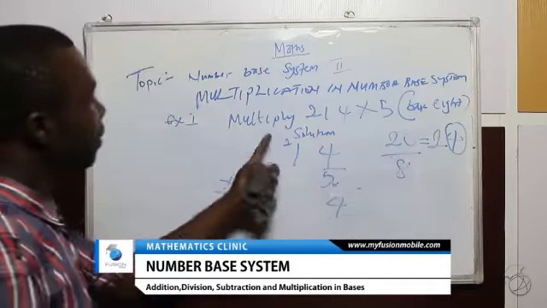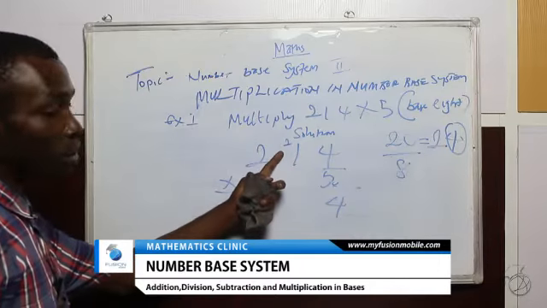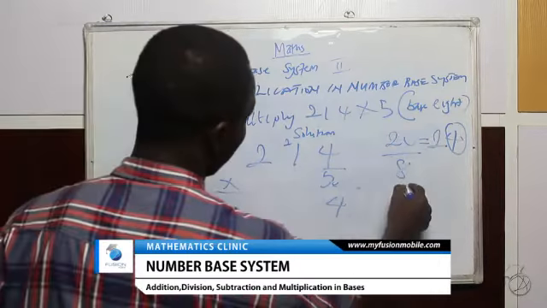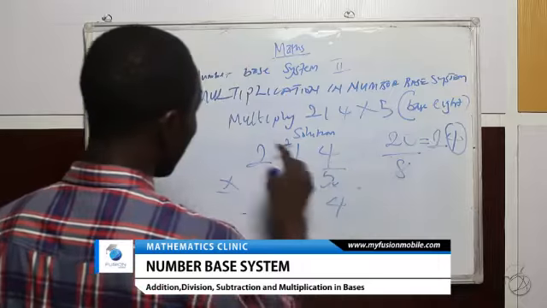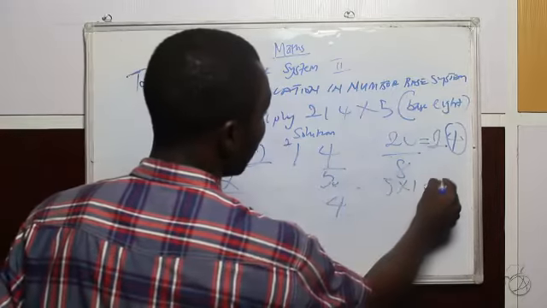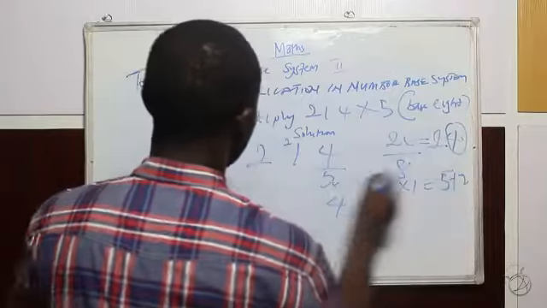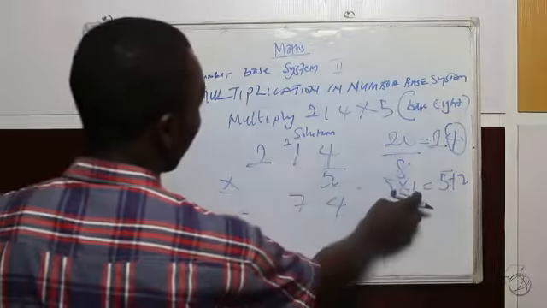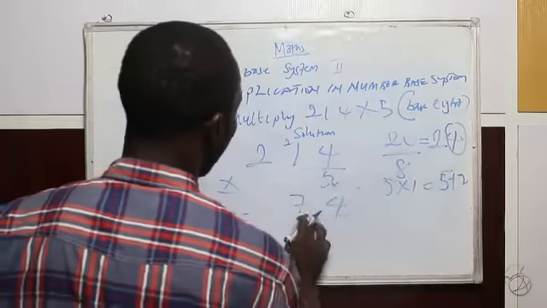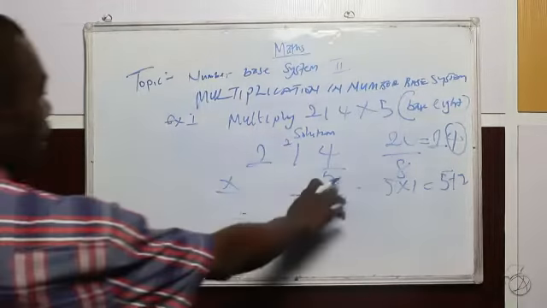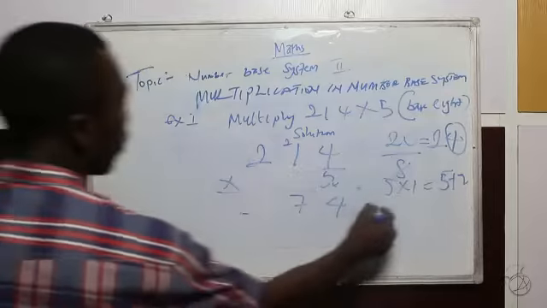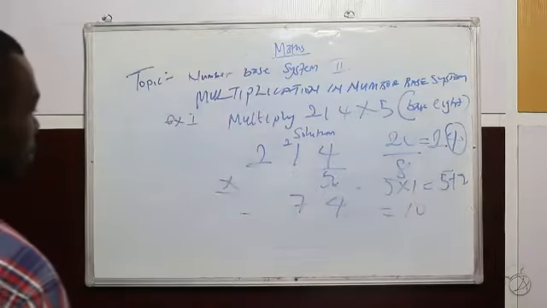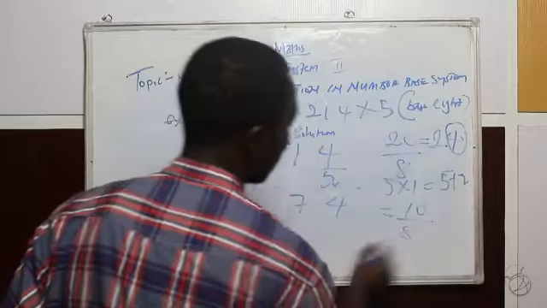5 times 2 will give us what? 10. No, 5 times 1 rather. 5 times 1 is 5, plus these 2 will give us 7. 5 times 2 will give us 10 in base 8.